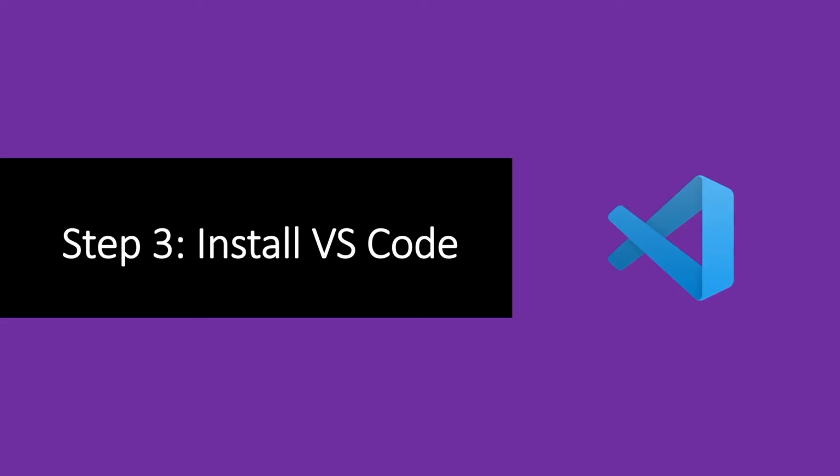Now it's important the next thing you install is Visual Studio Code, and that's because after installing Visual Studio Code, we're going to be installing the Git command line interface and GitHub Desktop, and in both those programs we're going to be selecting Visual Studio Code as our code editor.